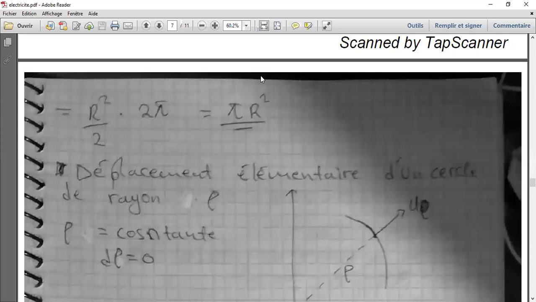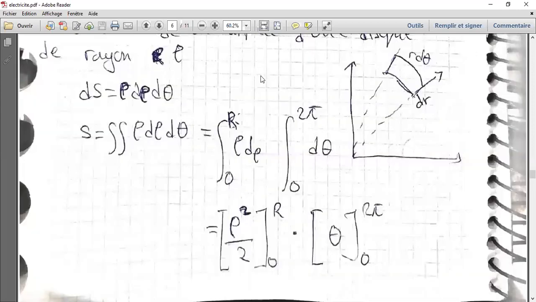I would advise you, I'll send a PDF for you guys to go through it and check how we did the integration and all those.